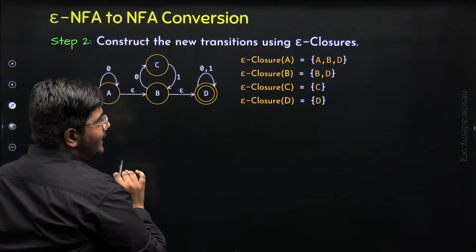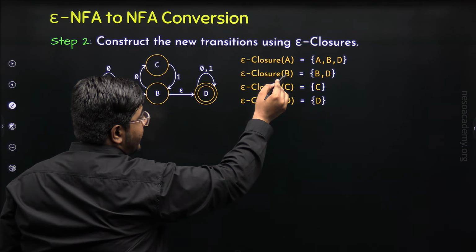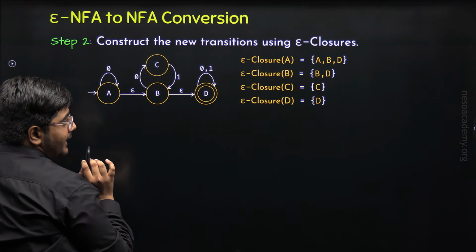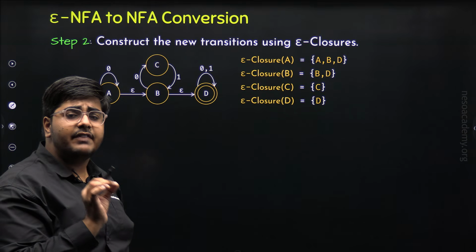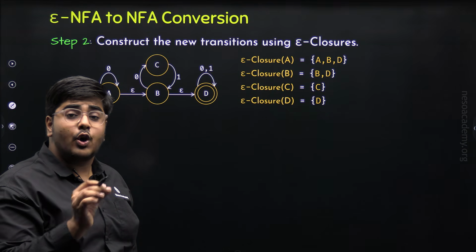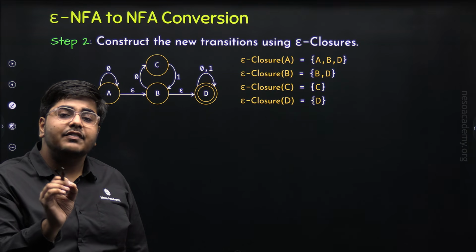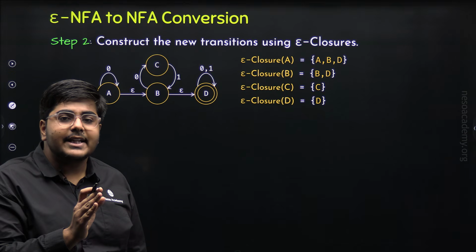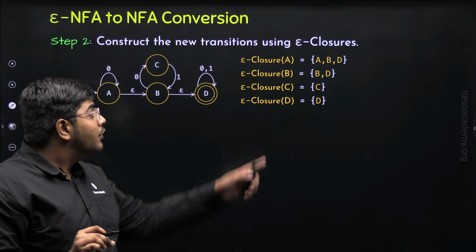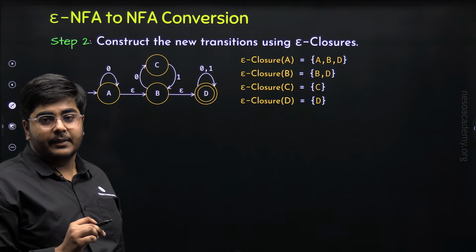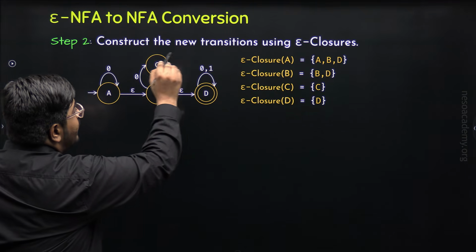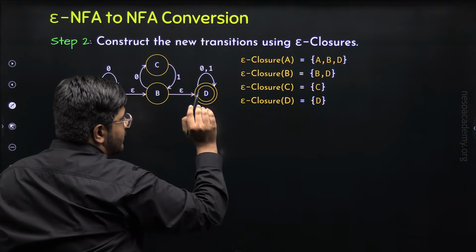So these are the epsilon closures of the states A, B, C, and D according to this transition diagram of epsilon NFA. If you still have any doubt regarding how to calculate the epsilon closures of the states of epsilon NFA, then kindly refer to the previous lecture. In the previous lecture, I have properly explained how to calculate the epsilon closure for all the states of epsilon NFA. So, proceeding with step number 2, we need to construct the new transitions using epsilon closures.